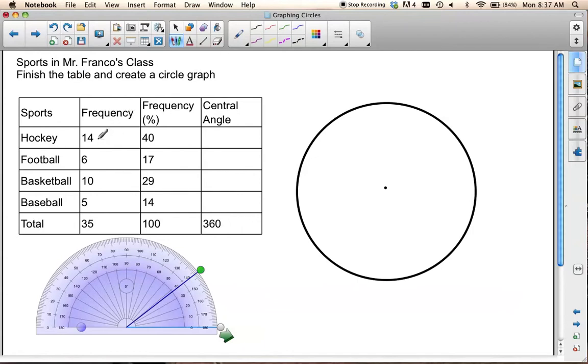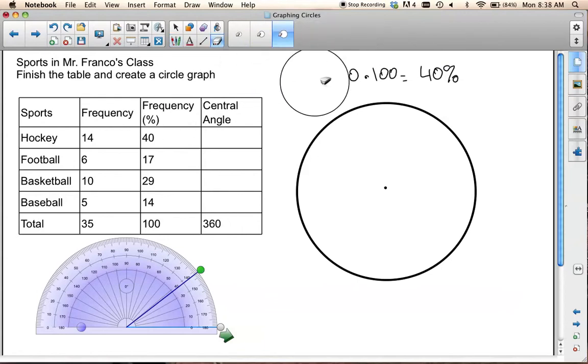So we know in his class that 14 out of 35 kids like hockey, 6 out of 35 like football, 10 out of 35 like basketball, and 5 out of 35 like baseball. And if I wanted to write these as a percent, you guys already know how to do that. I would take my 14 out of 35 kids, divide 14 by 35. We'd be like, oh, okay, so it's 0.4. Then if I want to turn that into a percent, multiply it by 100, and I would get 40%.